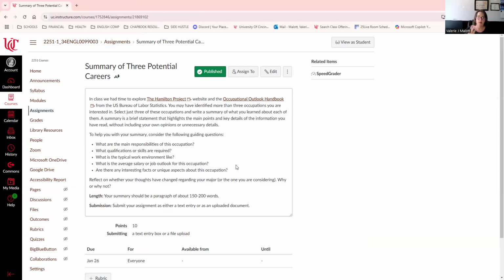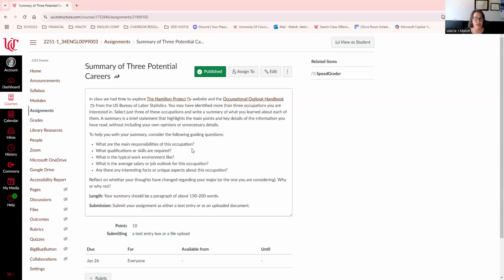I'm asking you to select 3 occupations and to write a summary of what you've learned about each of them. I'm not asking for your opinions about them or why you're interested. I want you to summarize. So briefly give me the highlights of the main points and the key details of the information you've read.